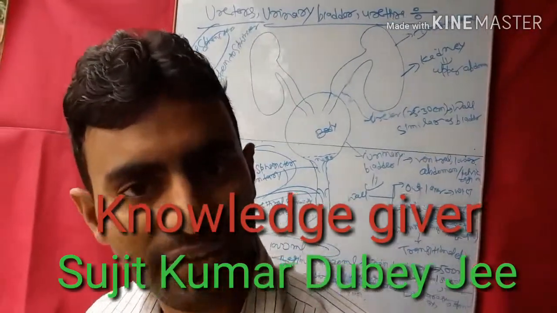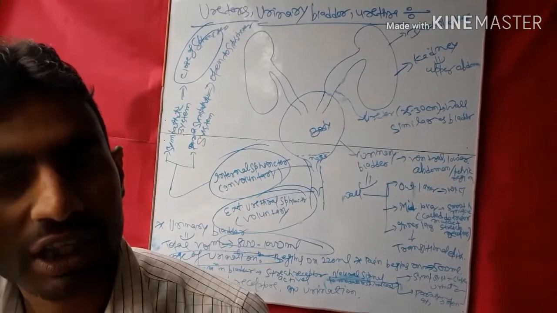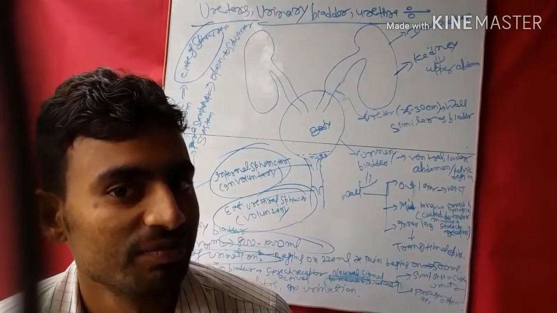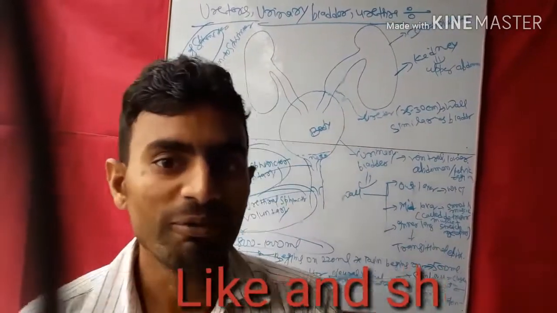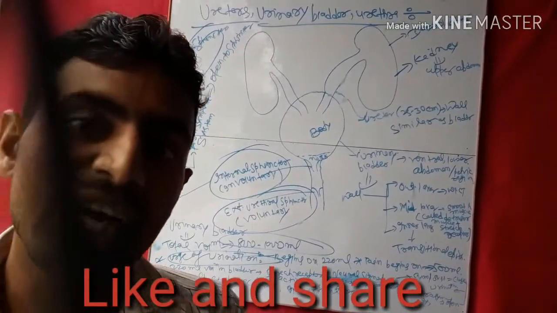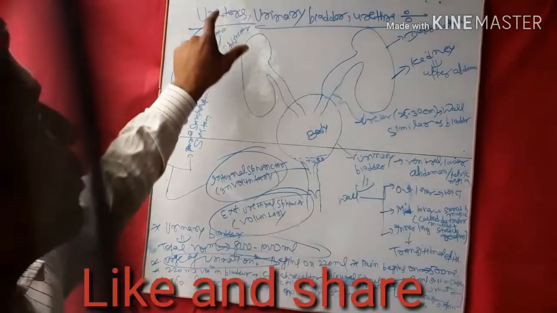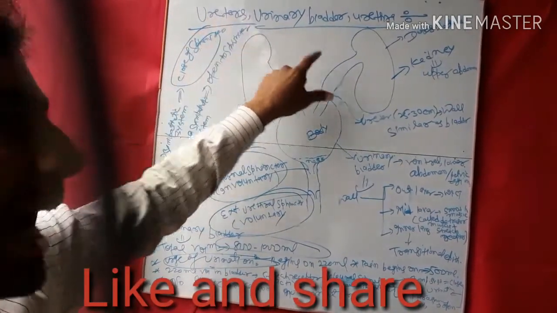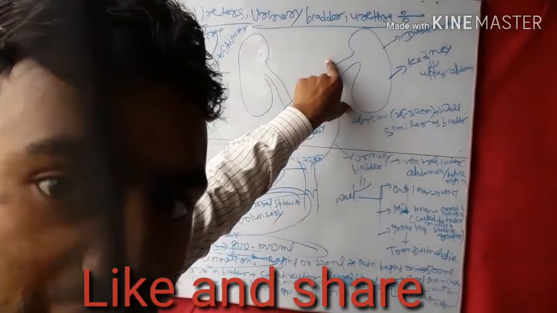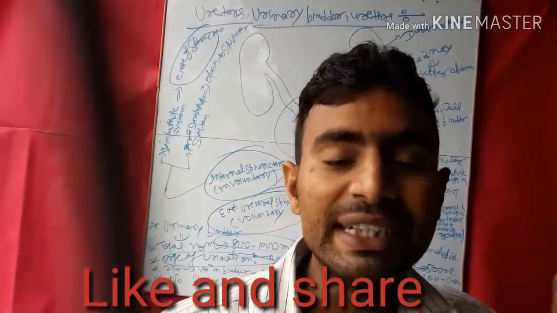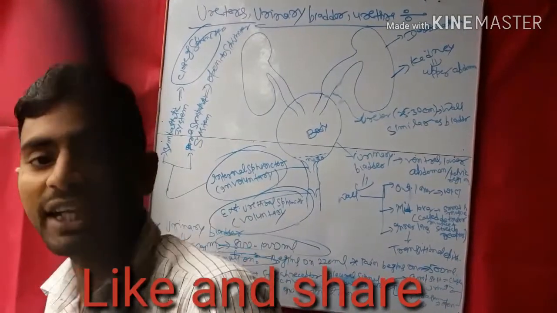Today's topic is the ureter, urinary bladder and urethra. You should know that the ureters come out from the kidneys. That means the ureter comes out from the kidneys.